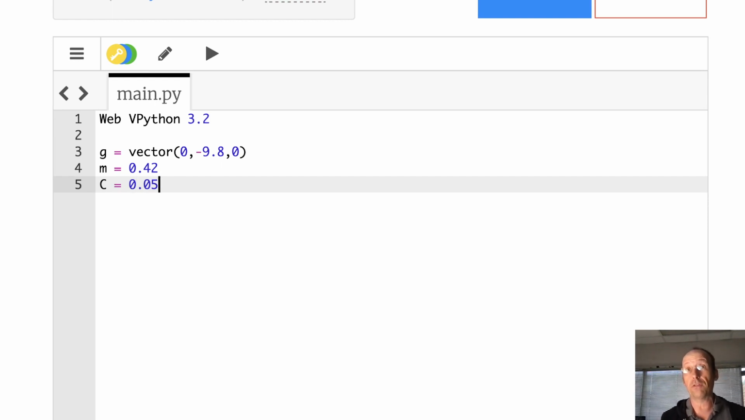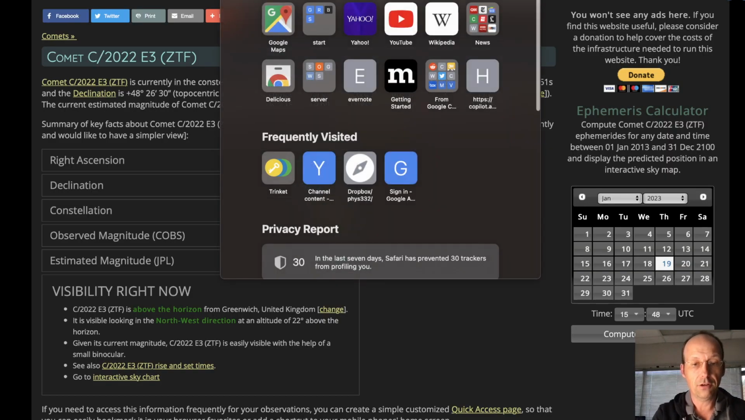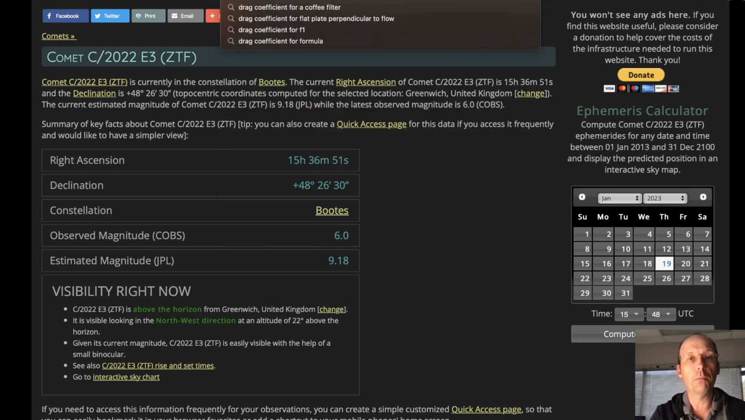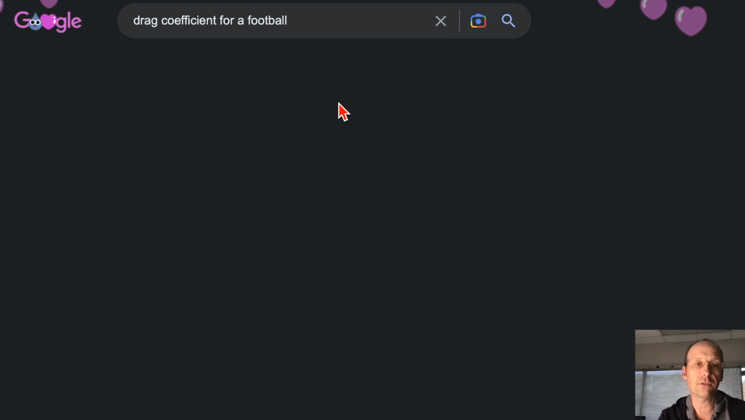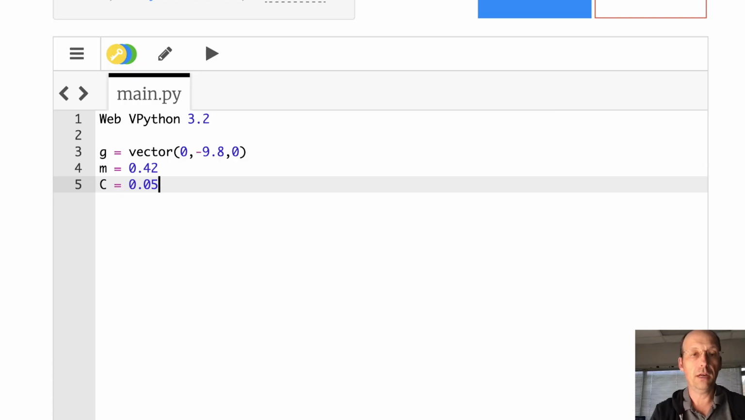And I don't even know if that's correct or not. Well, let's go with it. That seems kind of small. I'm kind of questioning my choices now. Let's just switch to this and Google it. Drag coefficient for a football. Let's see if we get that. 0.18 to 0.2. Okay. Let's go with 0.18. I don't know where I got 0.05. 0.18.